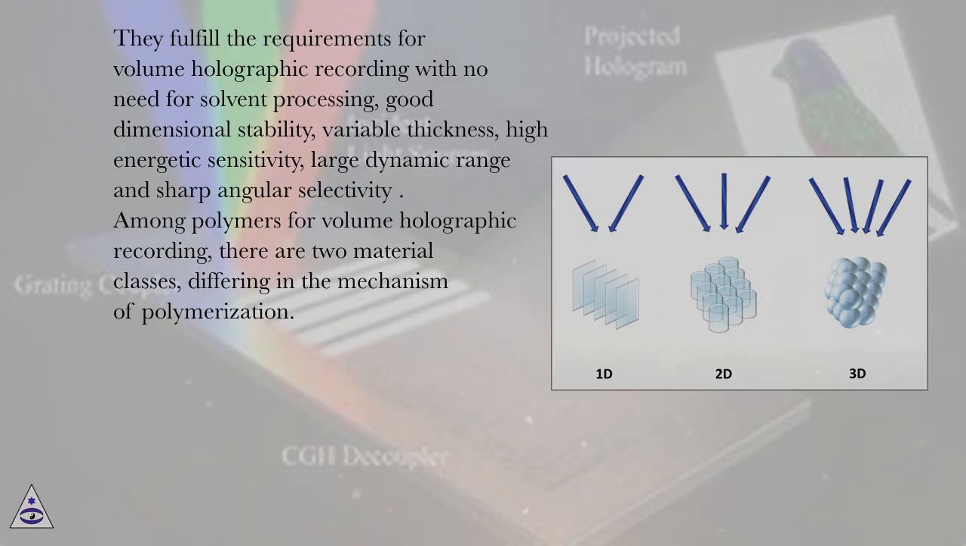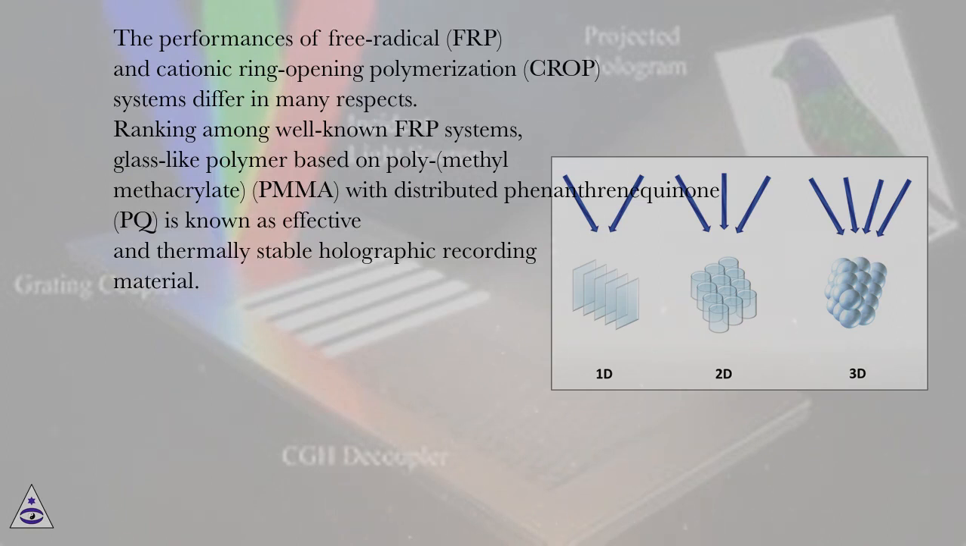Among polymers for volume holographic recording, there are two material classes, differing in the mechanism of polymerization. The performances of free radical, FRP, and cationic ring opening polymerization, CROP, systems differ in many respects. Ranking among well-known FRP systems, glass-like polymer based on polymethyl methacrylate, PMMA, with distributed phenanthrene quinone, PQ, is known as effective and thermally stable holographic recording material.